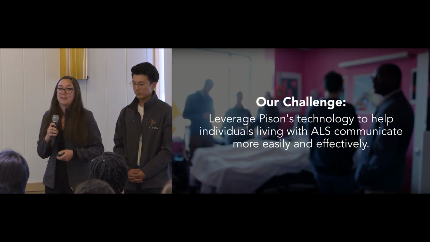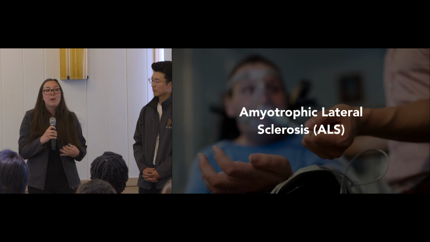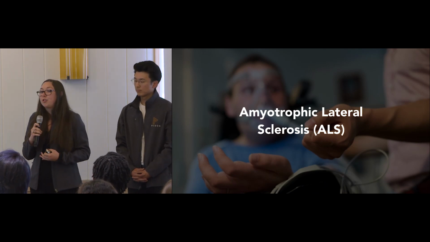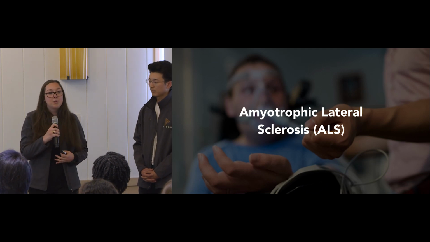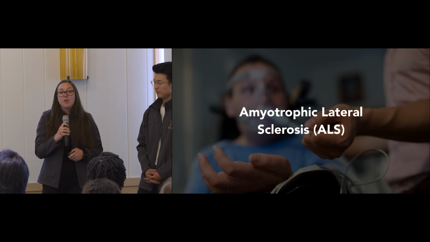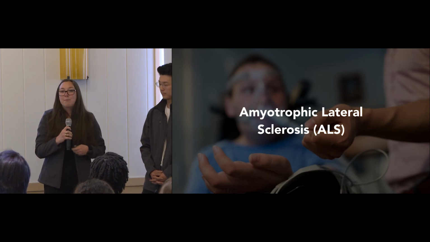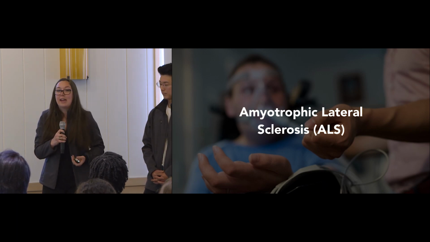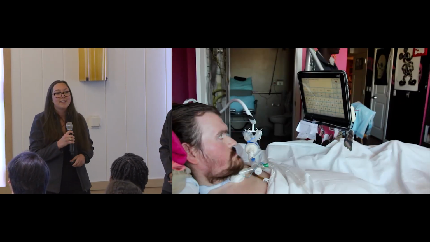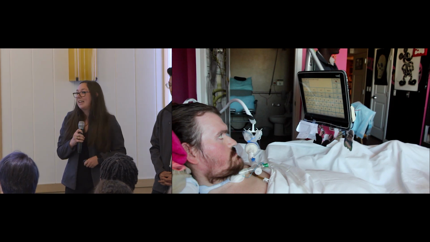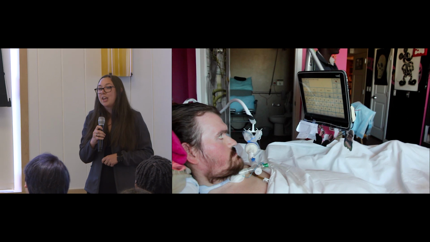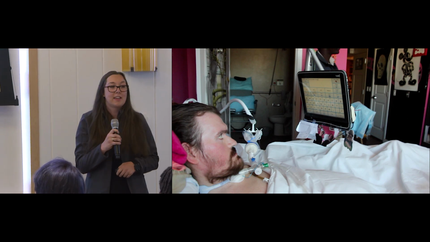So starting off, we learned that ALS, or amyotrophic lateral sclerosis, is an incurable neurodegenerative disease that affects individuals' ability to move and to speak. Individuals with progressed ALS are no longer able to communicate verbally. But rather than tell you about the struggles of communicating with ALS patients, we'd rather show you the video of one of our interviewees. So this video is of Pat, an individual with progressed ALS, trying to communicate just a 2-letter word is, using the most advanced assistive technology that exists today.